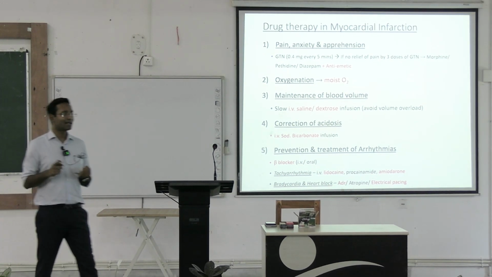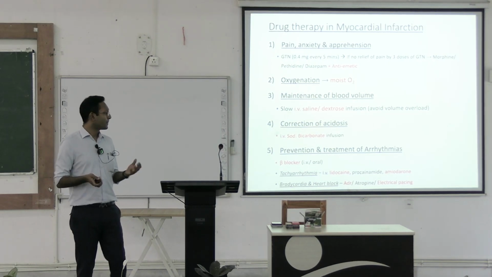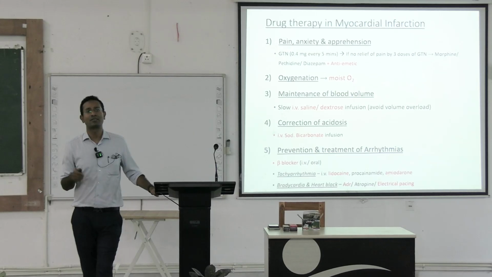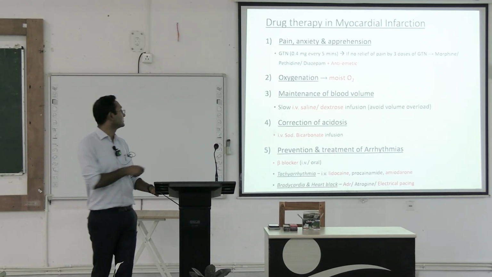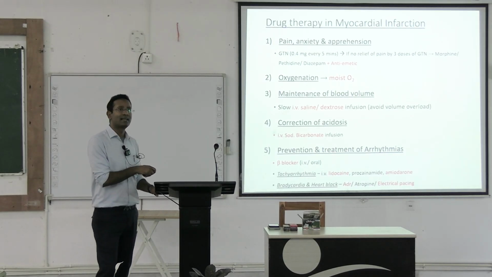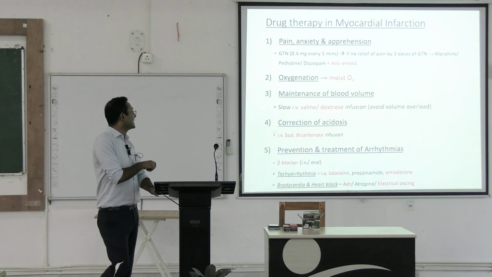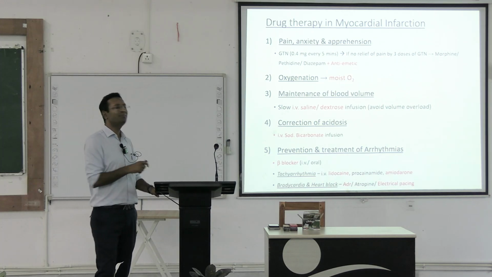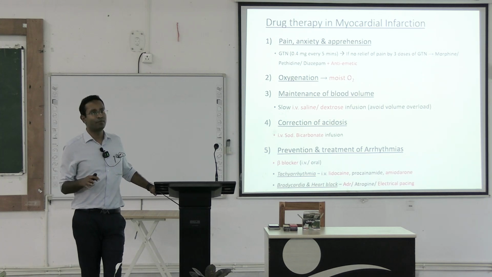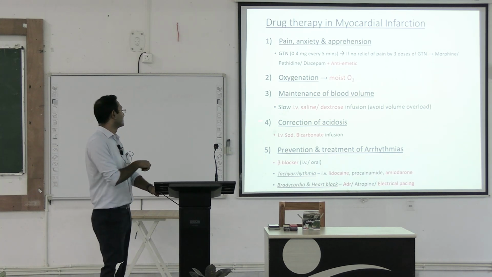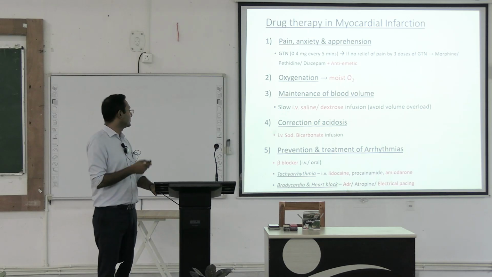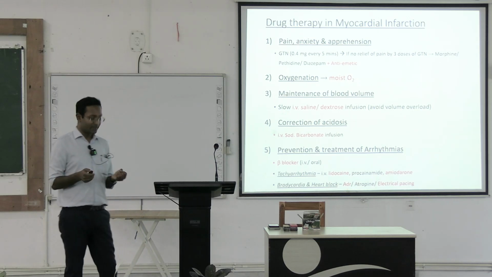Sometimes diazepam, alprazolam etc. are used, barbiturates or benzodiazepines, to relieve the anxiety. Next is moist oxygen for oxygenation. Maintenance of blood volume with slow IV saline or dextrose infusion, but volume overload is to be avoided. Check the blood pressure. Correction of acidosis with IV sodium bicarbonate infusion. Prevention and treatment of arrhythmia.